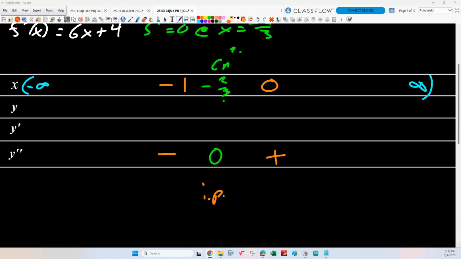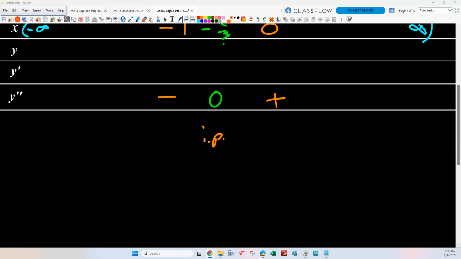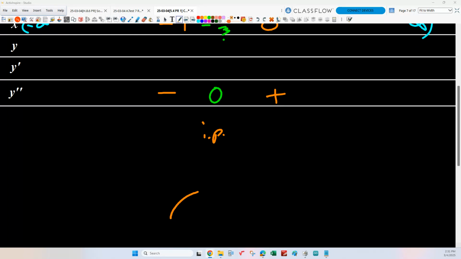If I'm going from downward concavity to upward concavity, could you tell me without even doing a calculation what the sign of the first derivative is every place? How come? Think about what the picture has to look like. If I'm going from concave down to concave up, doesn't the thing have to be increasing?